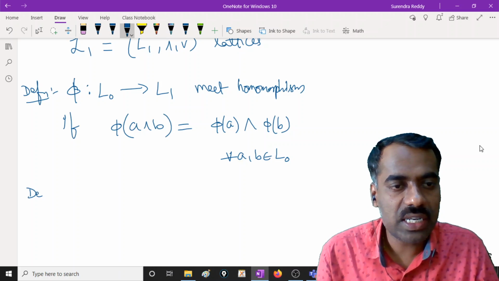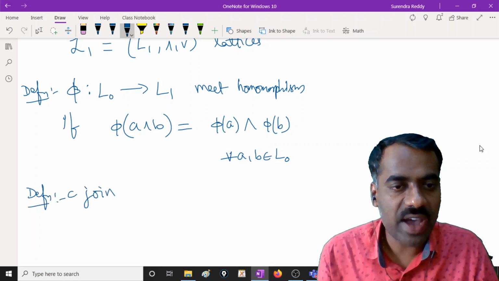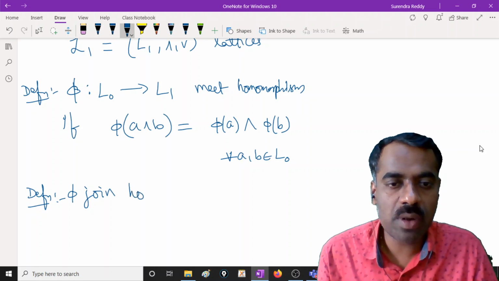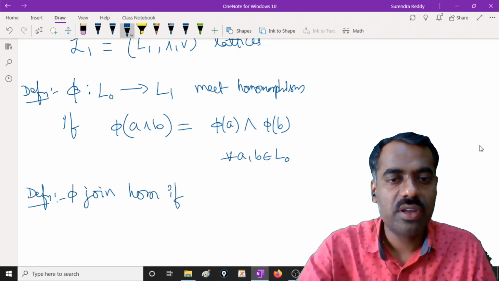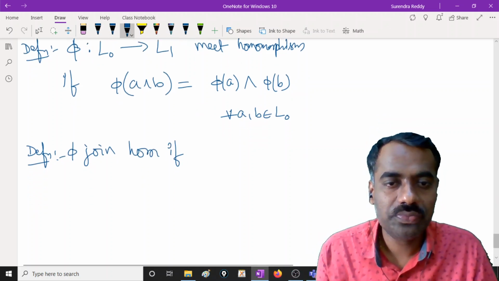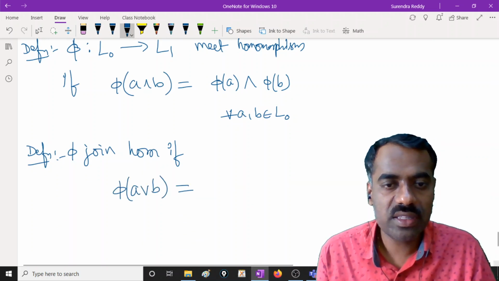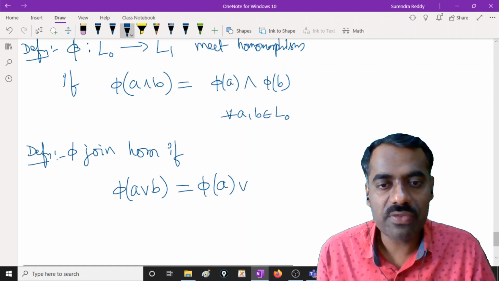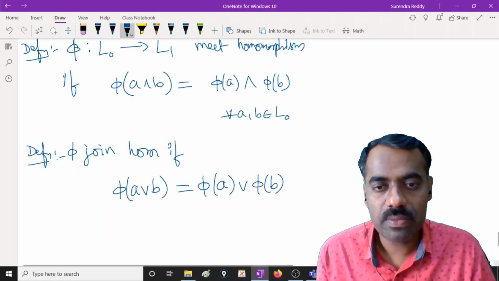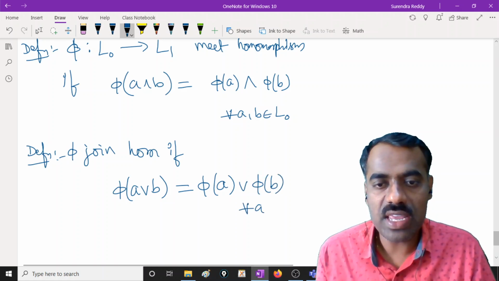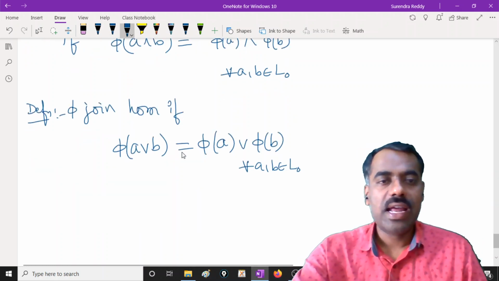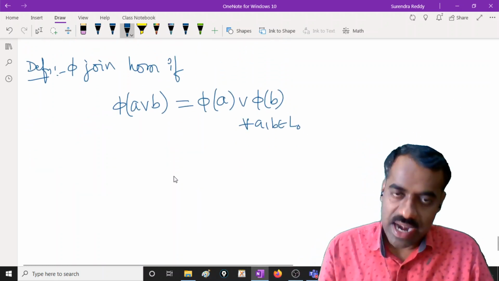Another definition is similarly join. Phi is a join homomorphism if the condition is that phi of A join B should be the same as phi of A join phi of B, for every A and B in L0. Is this clear?